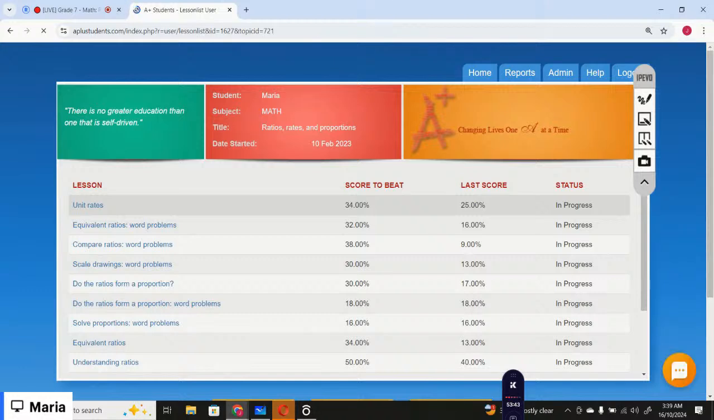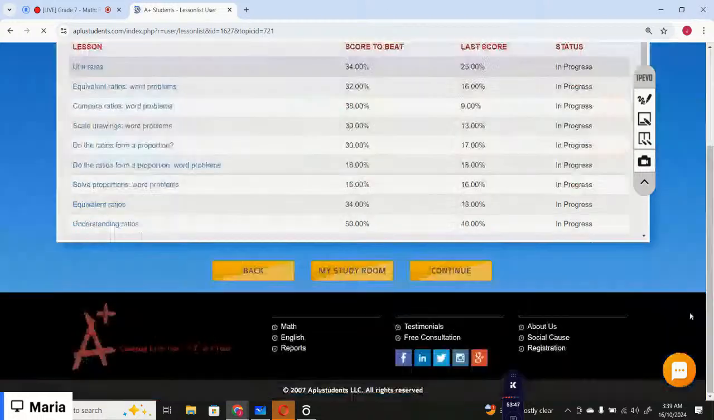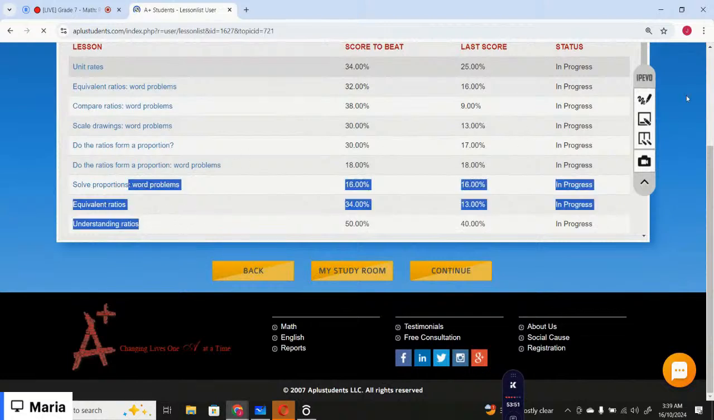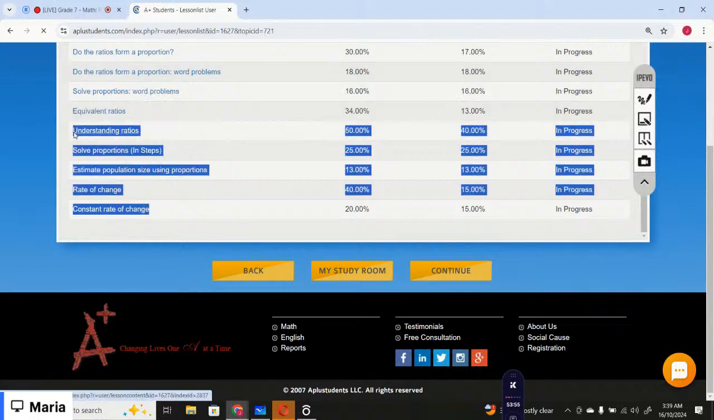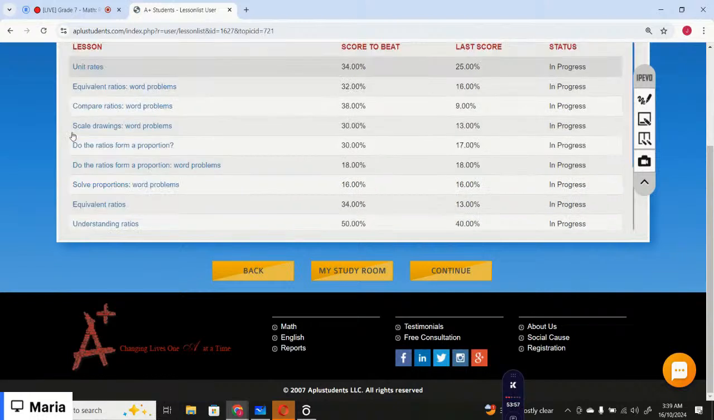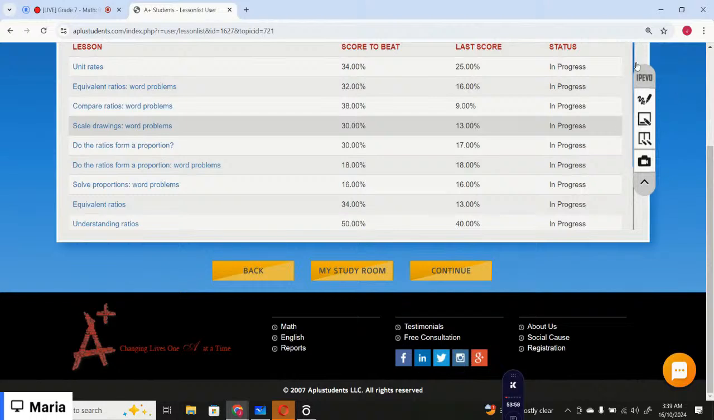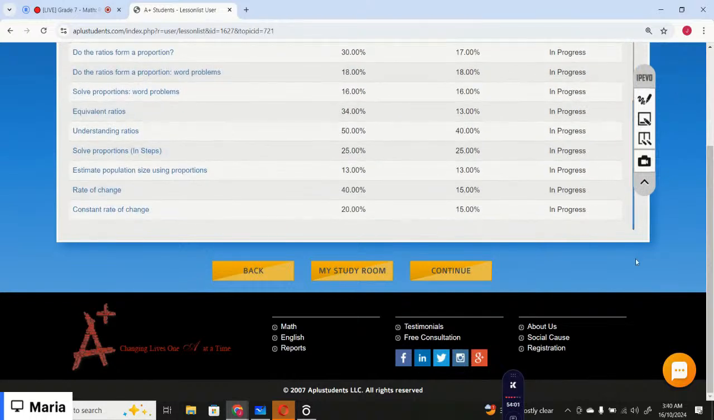So we were working on grade 7 math. The chapter we're working on is ratios, rates and proportions. The lessons we have covered today are understanding ratios, estimate population size using proportions, rate of change and constant rate of change. So please make sure before the next session you complete all the practice questions.